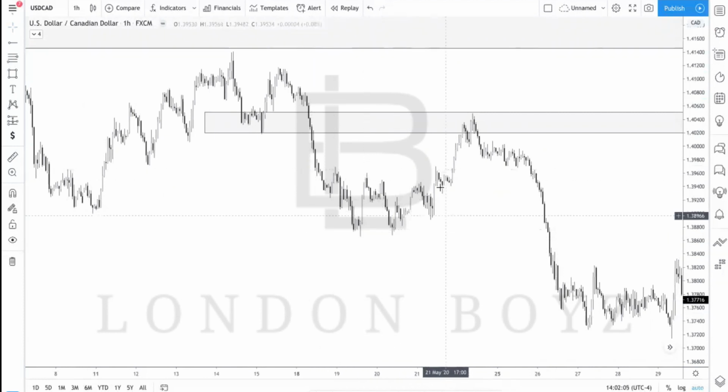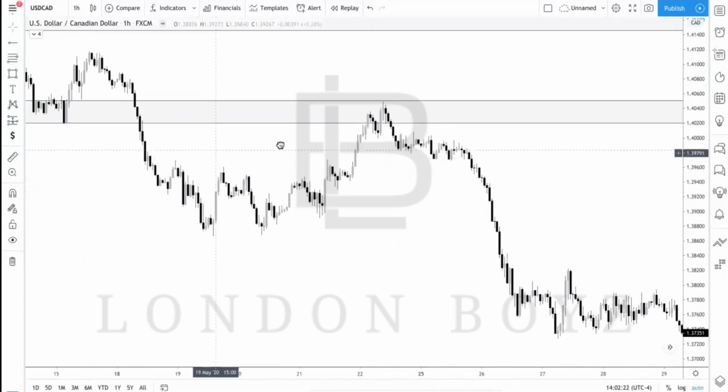Anybody that was long here, this would have been a nice short-term trade, but if you're not taking your profits at logical levels and you're just trailing your stop or leaving your stop at the previous low, the market is just going to eat it up. Eat it up, guys. That's really what it comes down to.